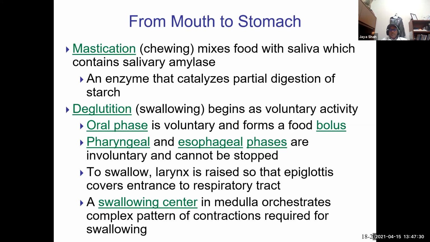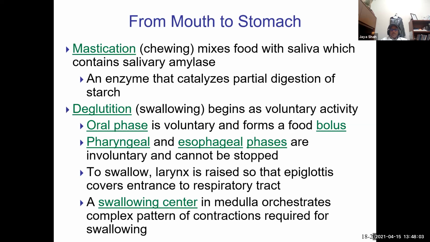Deglutition, swallowing, begins as a voluntary activity at the beginning. So in the oral phase, when it is in the mouth, it is voluntary, like you can control whether you want to swallow or throw up, and it forms a bolus. So when your mouth is mixing everything, it makes a lump of food, and that is called a bolus. Same food, we call it bolus now because it is mixed with saliva and it is like a lump.